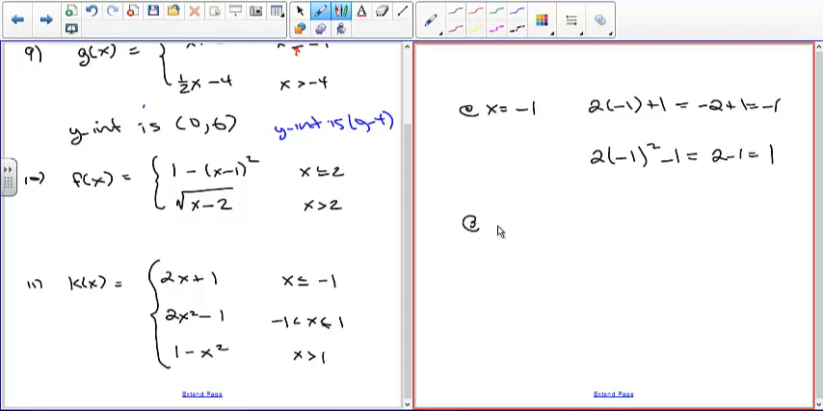You do the same thing at x equals 1. So you get 2 times 1 squared minus 1, which is 2 minus 1, which is 1. And then you can use it at the end here. So you get 1 minus 1 squared, which is 0. So again, it jumps between those points.